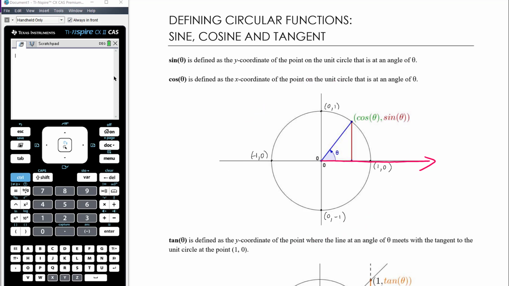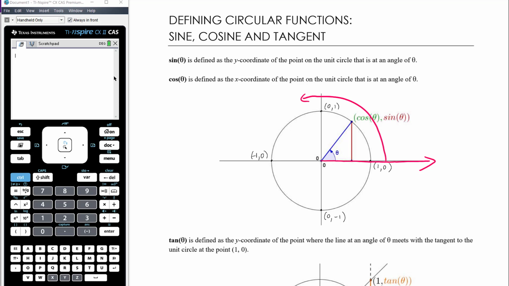If we want to talk about an angle of 30 degrees in the unit circle, we would be going 30 degrees up here. If we want to talk about an angle of 90 degrees, that would be up here at the y-axis. If we want an angle of 100 degrees, we'd be going past the y-axis around here into what we call the second quadrant.